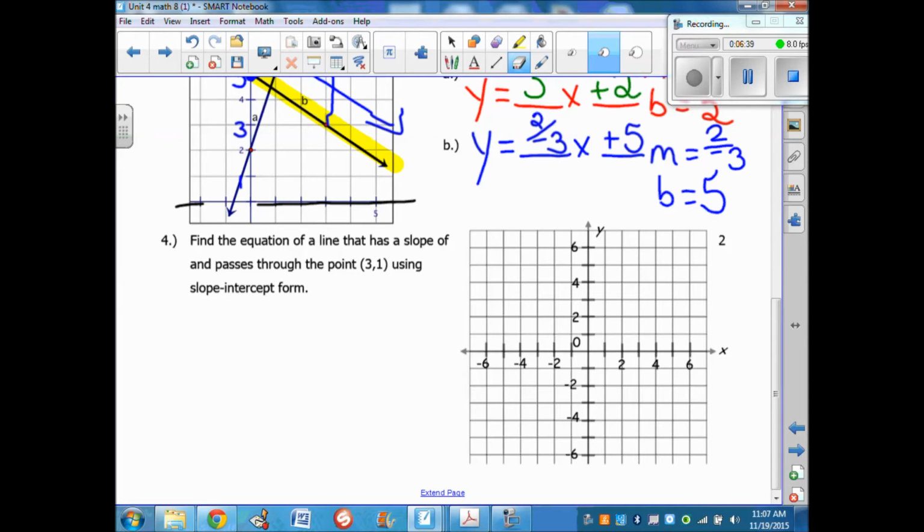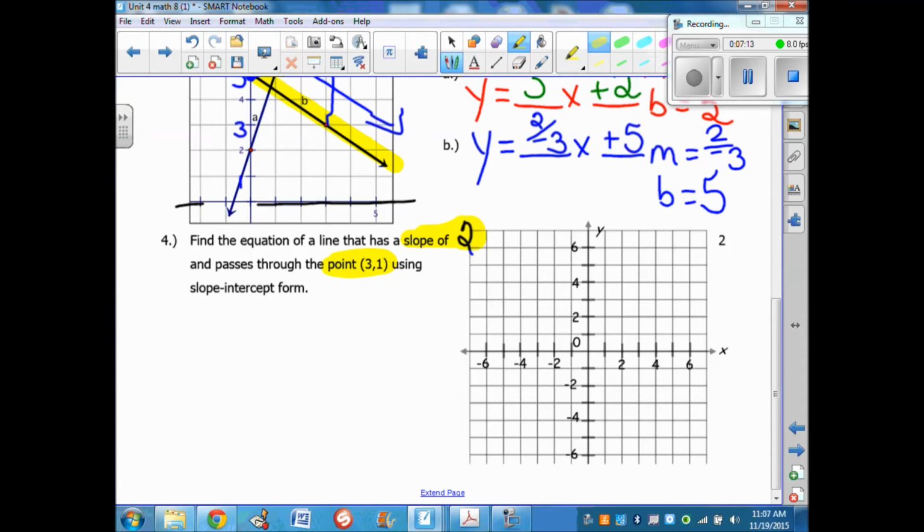Now it says find the equation of a line that has a slope of, seems to me that we are missing something, and passes through the point 3, 1 using slope-intercept form. Something got cut off, so I'm going to put this in there. Let's put a 2 in there. So a slope of 2 and passes through the point 3, 1. So there's a key piece of information, slope of 2 and a point 3, 1.